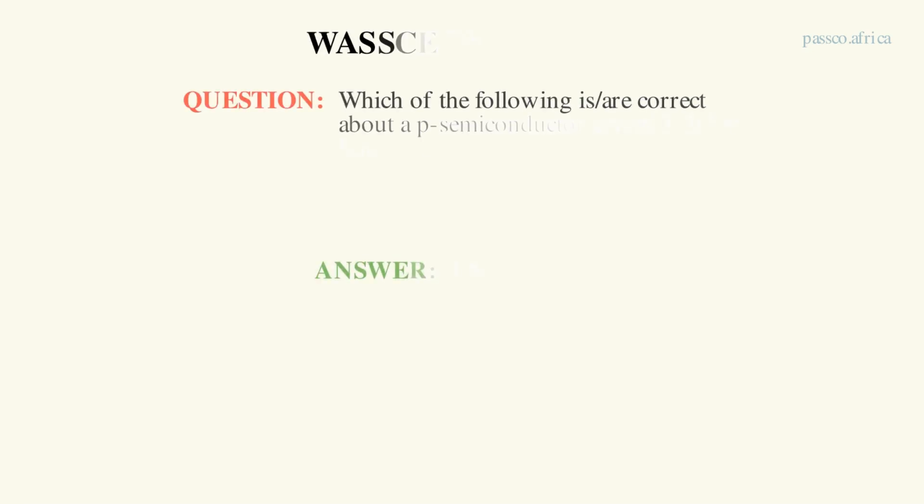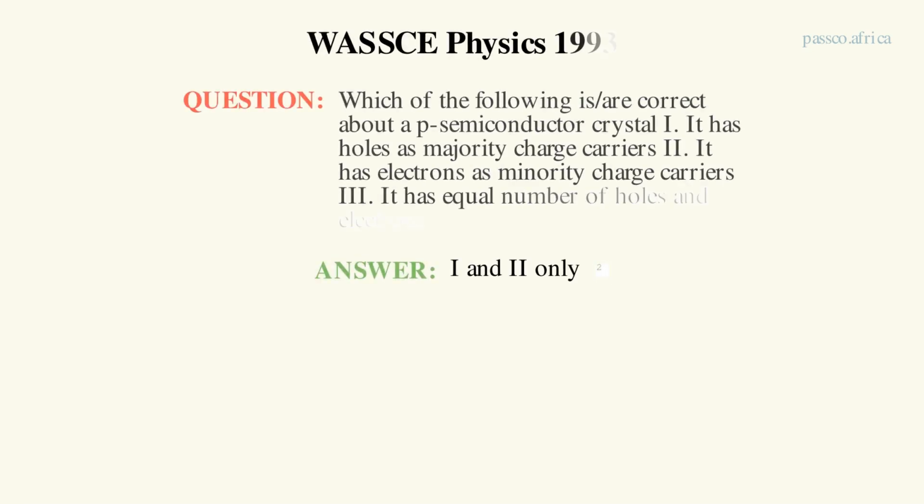Welcome to Passco Africa. Here is the question. Which of the following are correct about a p-semiconductor crystal? 1. It has holes as majority charge carriers. 2. It has electrons as minority charge carriers. 3. It has equal number of holes and electrons. Now, try it yourself.